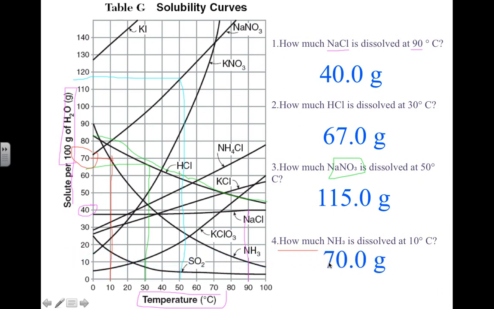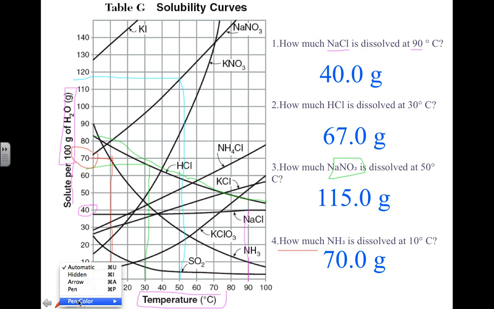Now, here's my question for you. How much more NaNO3 dissolves at 50 degrees than NH4Cl? I'll say it again. How much more NaNO3 dissolves at 50 degrees than NH4Cl? Oh boy, this is like a two-part problem. All right, how much more would mean, do I add, subtract, multiply, divide? How much more? As soon as I hear that, I know I have to subtract. So let me find them out individually and then subtract the two. Is that what I'm supposed to do?